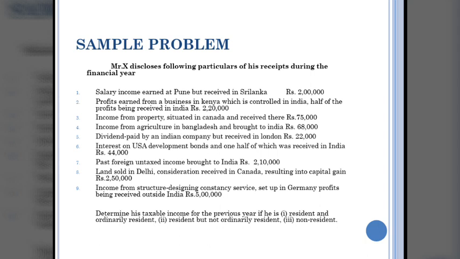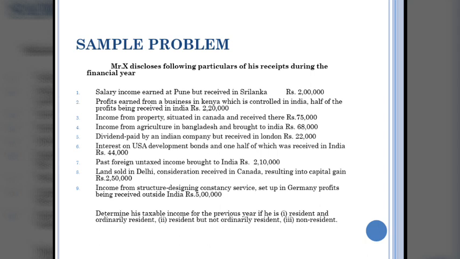Then the next one is dividend paid by the Indian company but received in London. That is dividend from Indian companies, it is exempted income. So this 22,000 will not be taxed in all the types of residents. Next one is interest on USA development bonds, and one half of which was received in India, rupees 44,000. That is interest on USA development bonds, it is a foreign income, but one half is received in India. So 22,000 is taxable to all, and the remaining 22,000 which is received outside India, so it is a foreign income, it is taxable only to the residents.